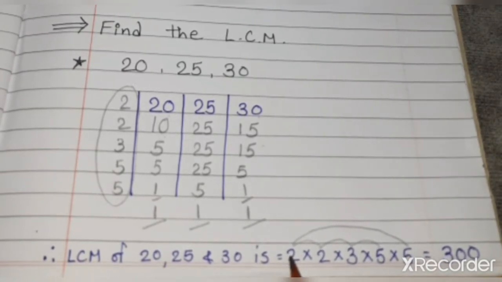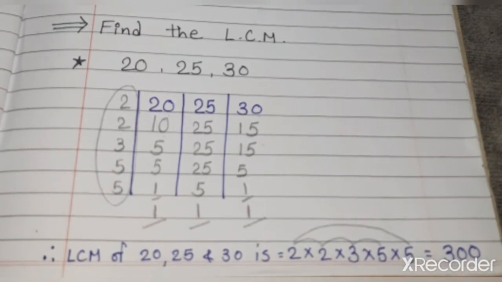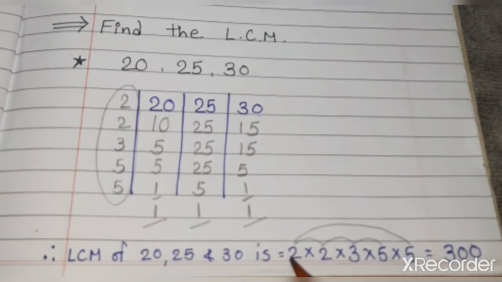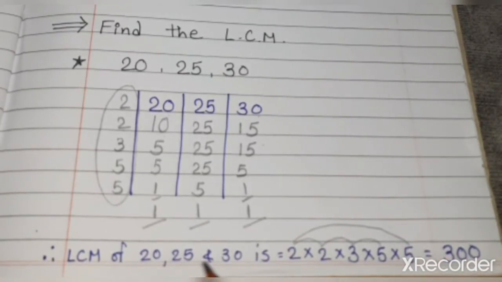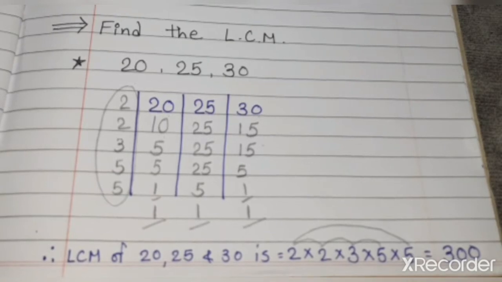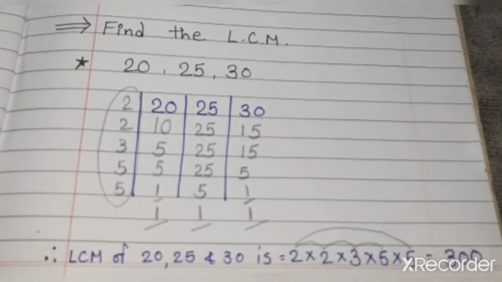5 twos are 10. Then multiplication with 10 becomes easy. So we got 300. LCM of 20, 25 and 30 is 300. In this way you can find LCM of the given numbers.